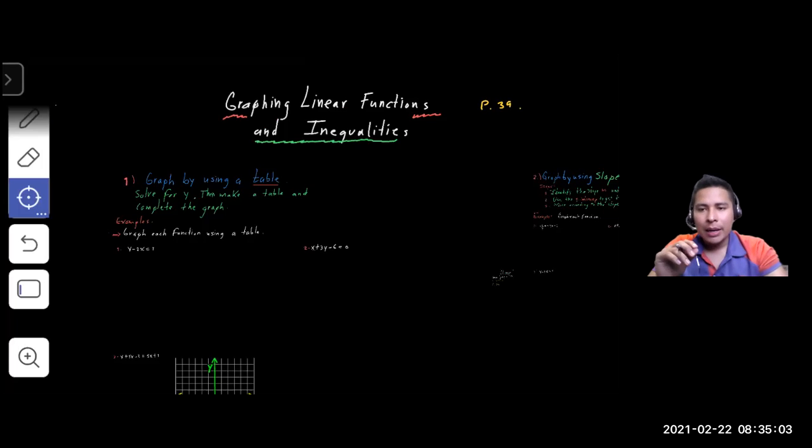We have different methods to graph a function. The first one, as I said, is the graph by using a table, which is not likable. I'll be honest, this is not my favorite method. Therefore, guys, we have different methods, but I just want to make a recap about this one.